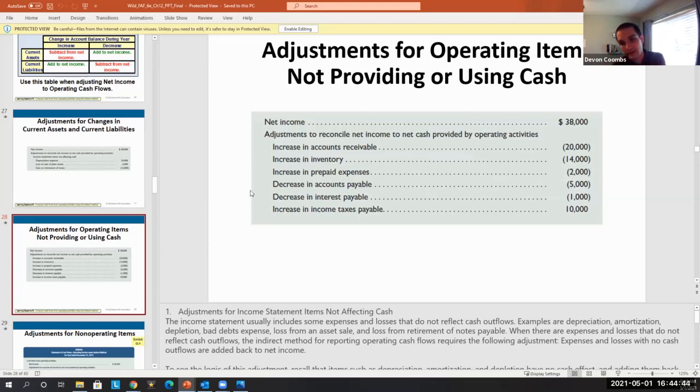And you get the rest here. A decrease in accounts payable means we paid for the payable. It's a liability, so it goes down. Our cash flow goes down. If our liability is increased, it means we didn't pay cash for it. So we would increase it.